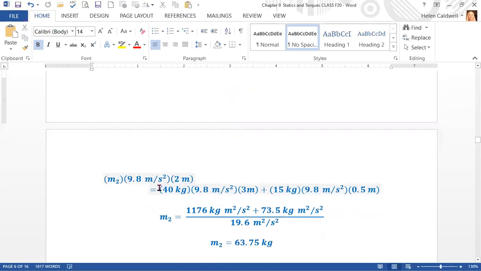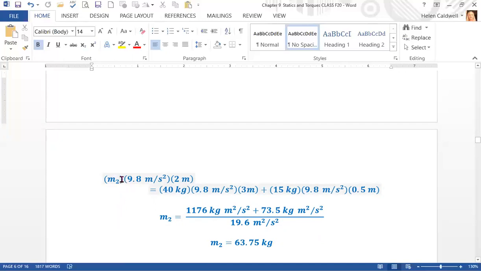The 40 times the 9.8 times the 3 gives you 1,176 kilogram meters squared per second squared. The 15 times the 9.8 times the 0.5 gives you 73.5 kilogram meters squared per second squared. Those two numbers are added together. We've got 9.8 times 2. That's the same as 19.6.